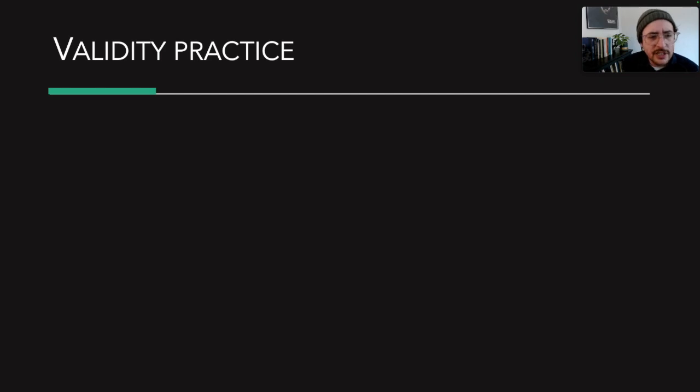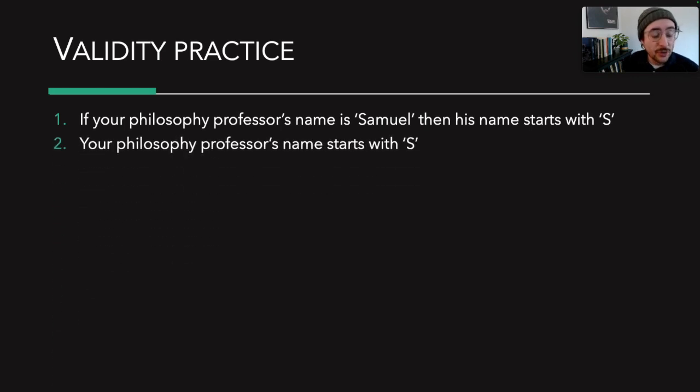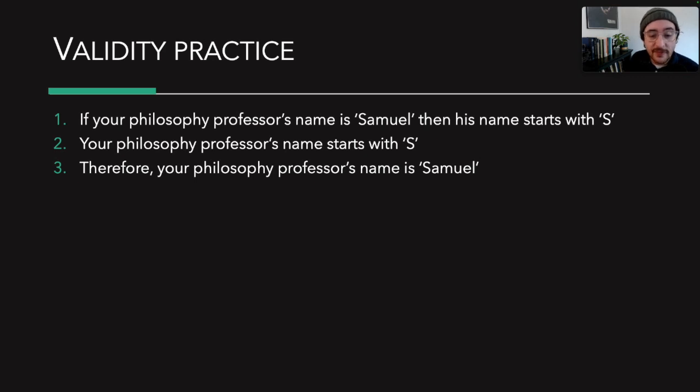Let's consider another example. Premise 1 says that if your philosophy professor's name is Samuel, then his name starts with an S. Premise 2 says your philosophy professor's name starts with an S. Therefore, your philosophy professor's name is Samuel. Is this argument valid or invalid? So this argument is invalid.